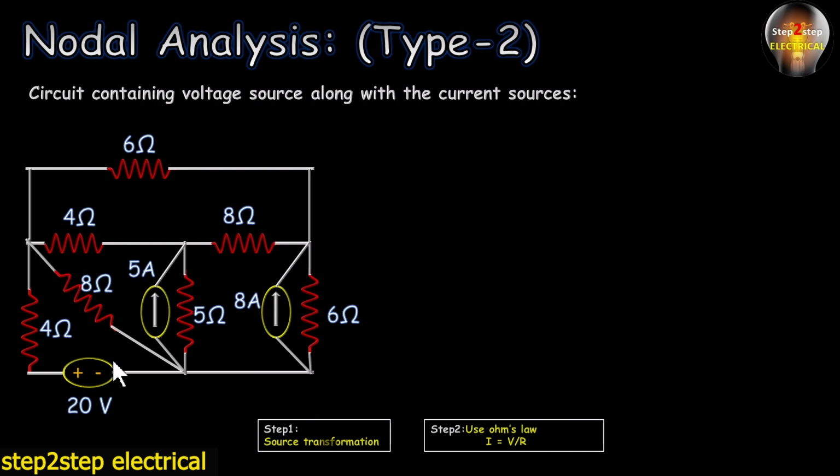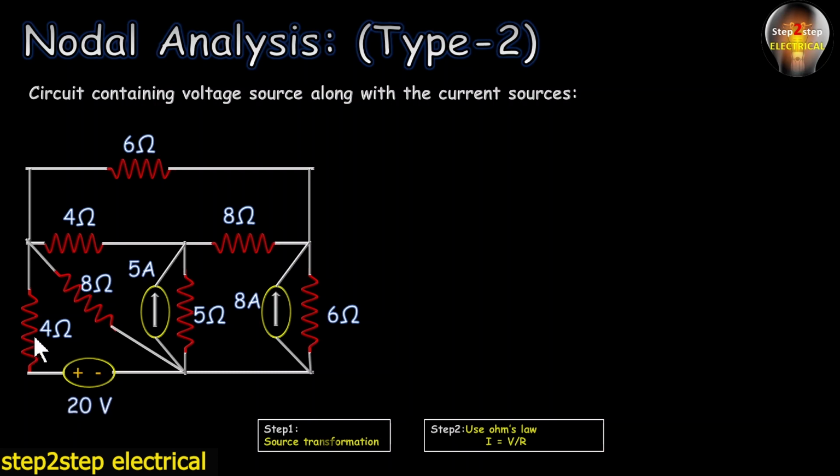This is the given problem, and here we see a 5 ampere current source and an 8 ampere current source. There are two current sources, but there is also a voltage source of 20 volt. The very first thing you have to think of is whether this voltage source can be transformed into a current source or not. Yes, you can see that there is a 4 ohm resistor in series with this voltage source.